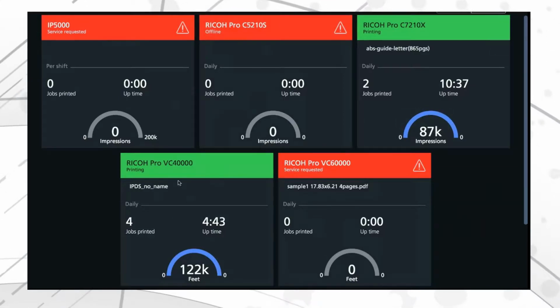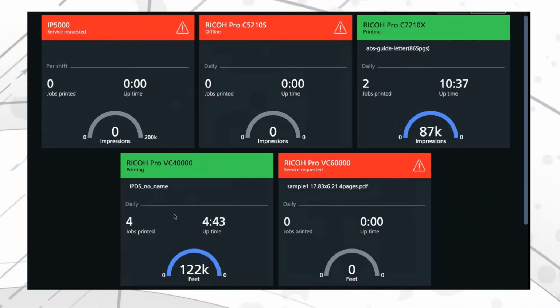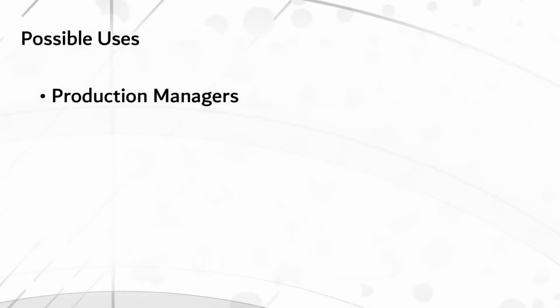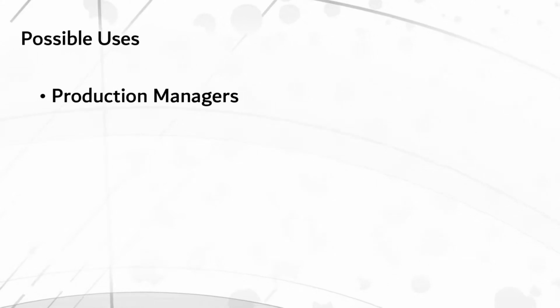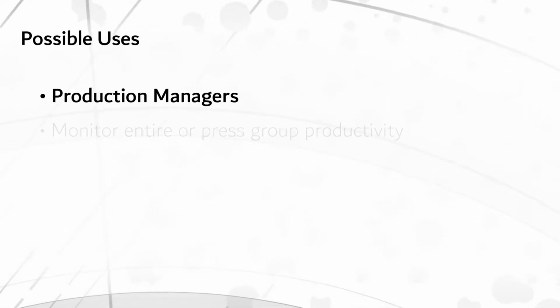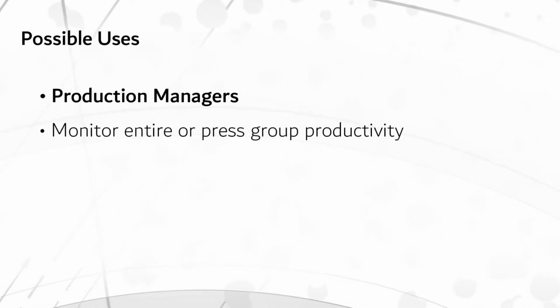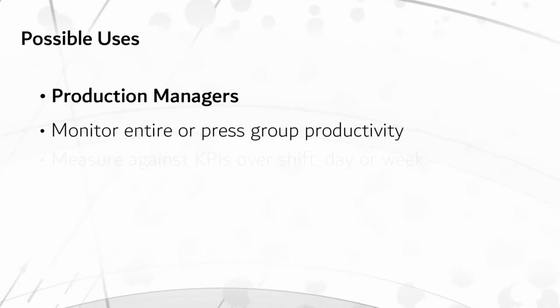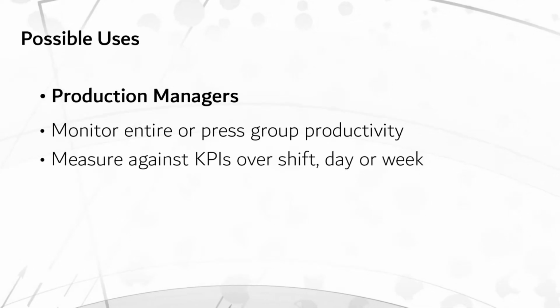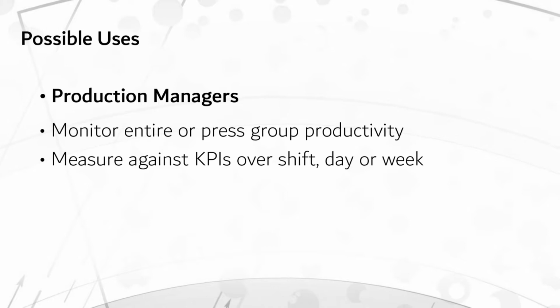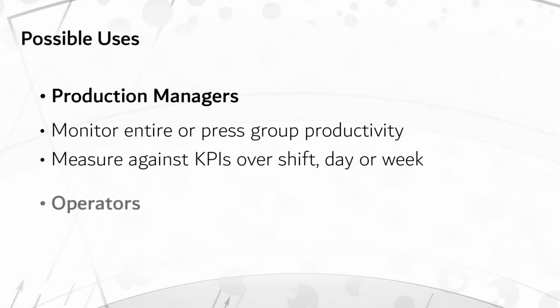There are a variety of ways shops could use this information, and here are a few ideas. Production managers could use it to keep an eye on productivity and to step in when areas are falling behind. Production managers can view the entire operation or group presses by type, shift, zone, assigned operator, or however they want. They can measure and view KPI statuses by shift, day, or week to ensure that their operation is on track.